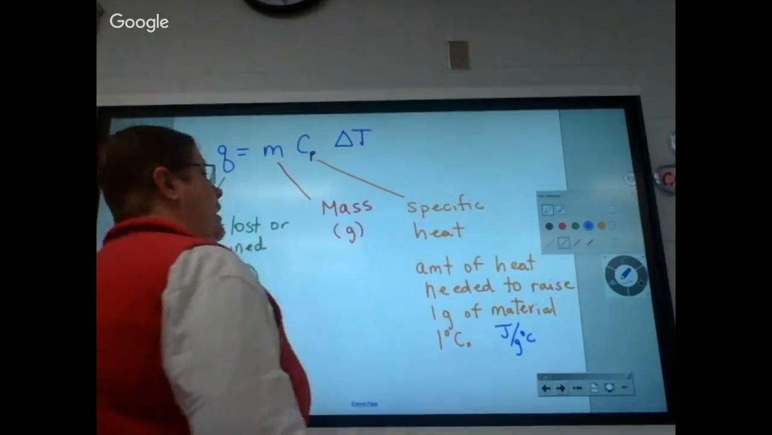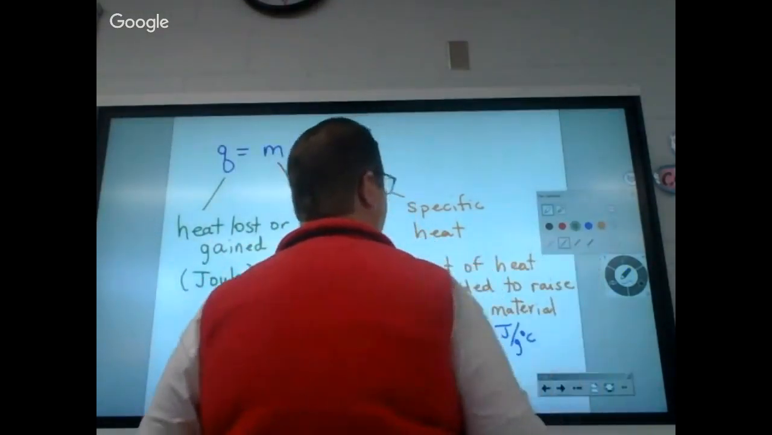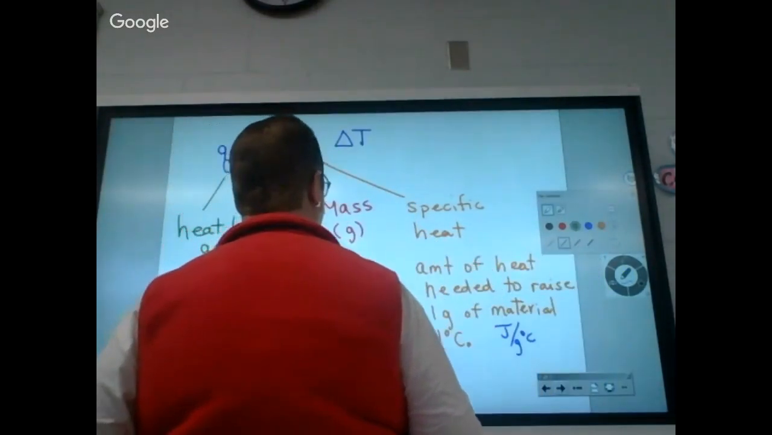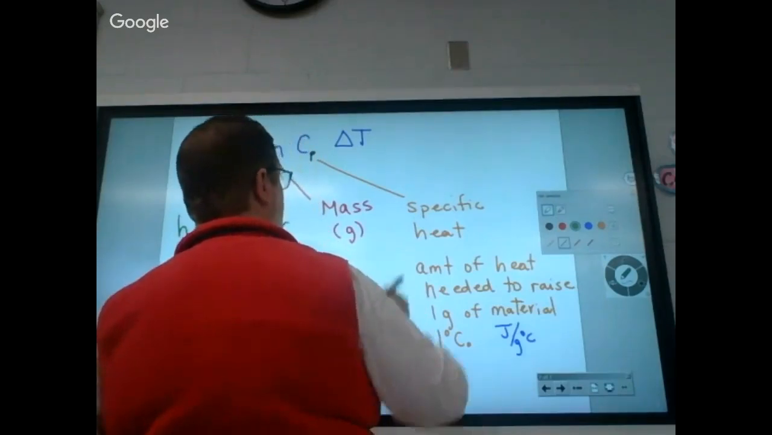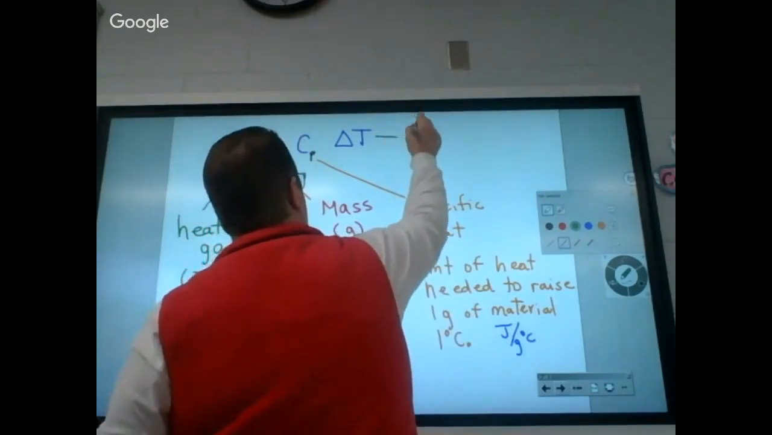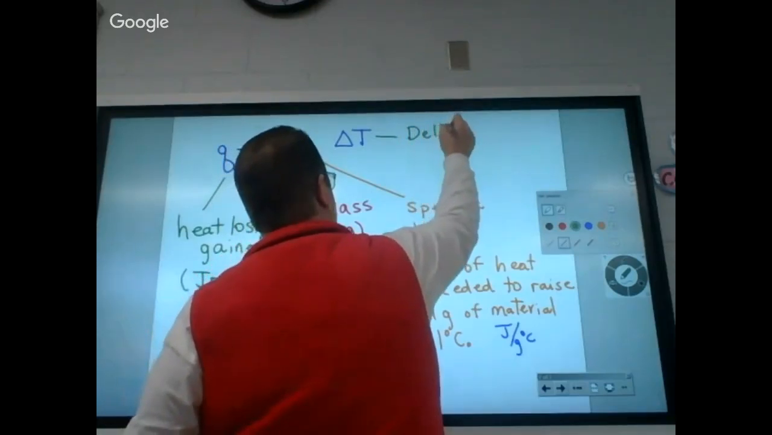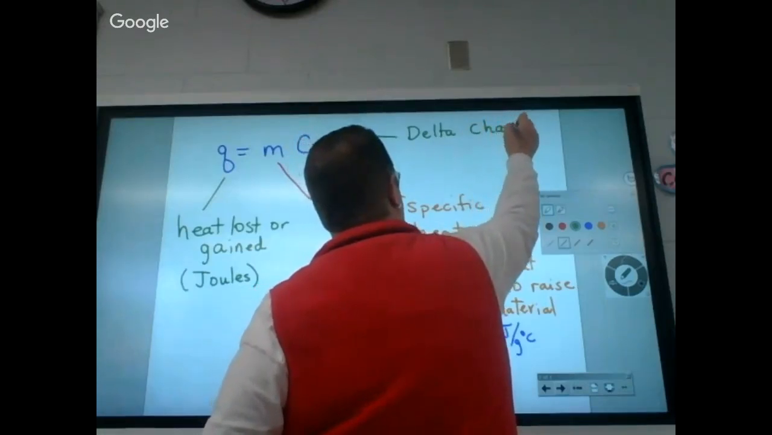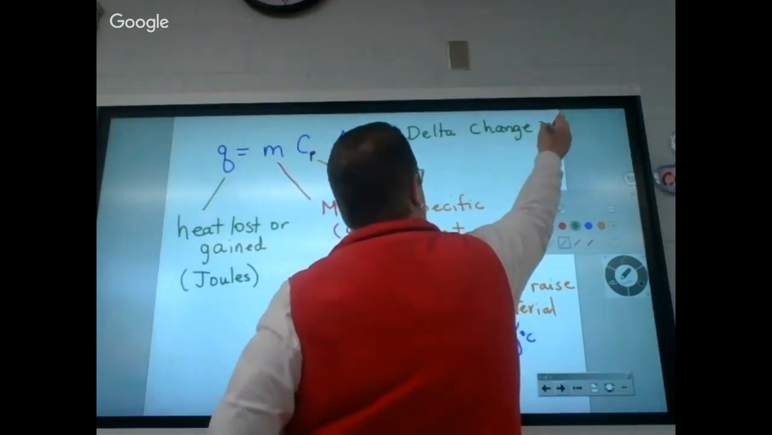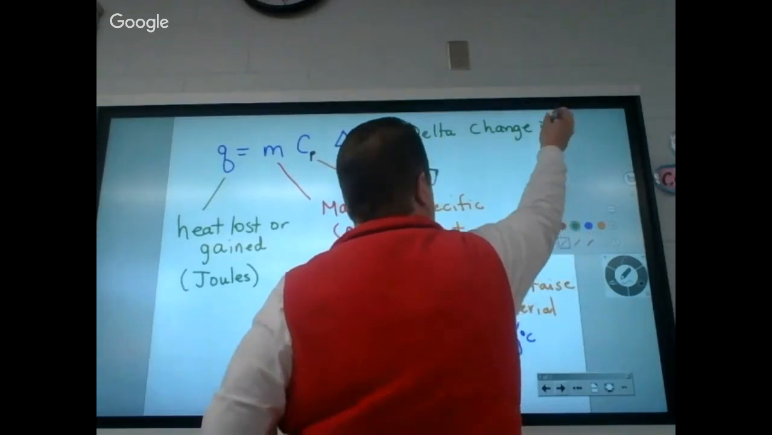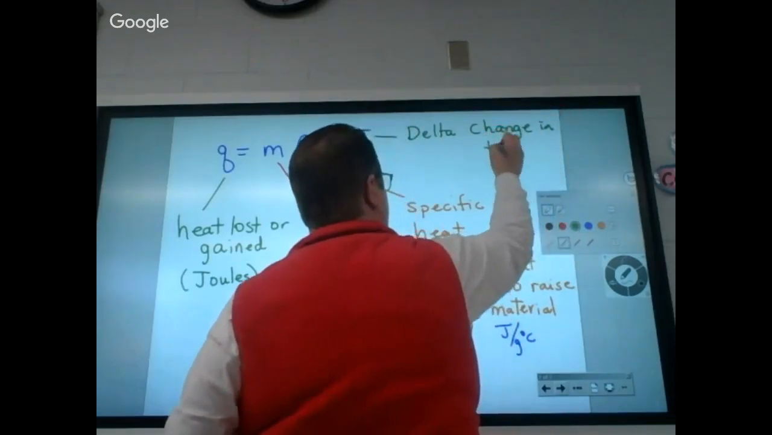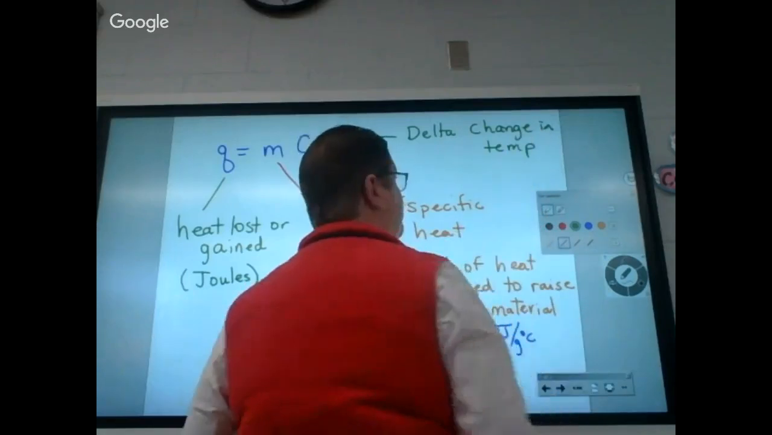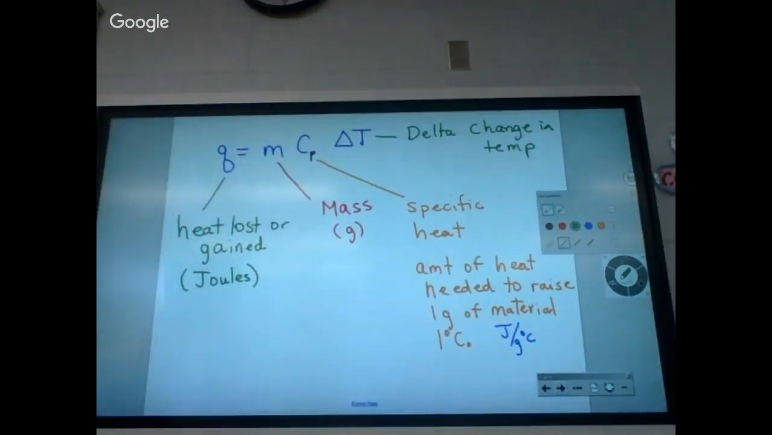Now, delta T, you should have learned about in math class. What does the triangle stand for in math class? A lot of people know it as a sorority. It's delta, all right? It means change in, and because we put it in front of a T, it means change in temperature. Now, generally speaking, when you say change in, what math operation are we going to perform?